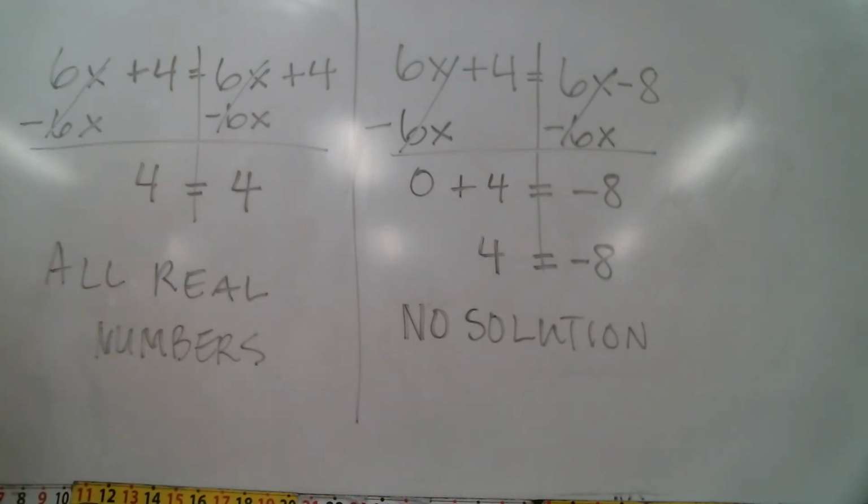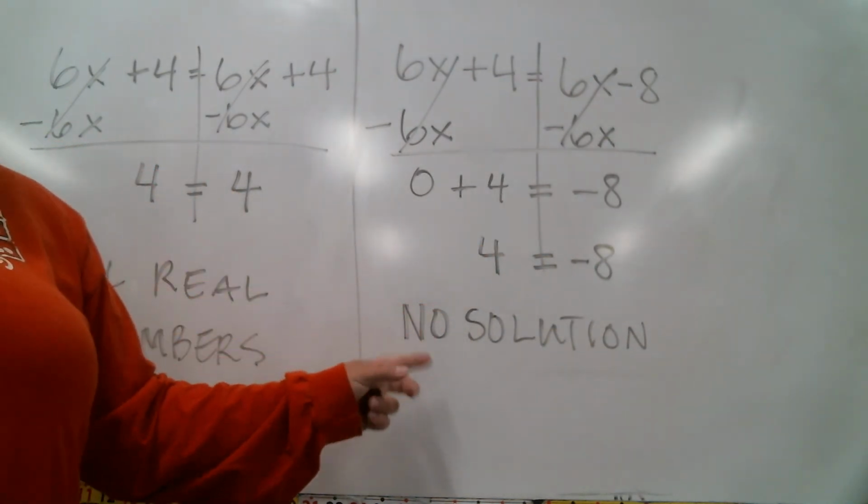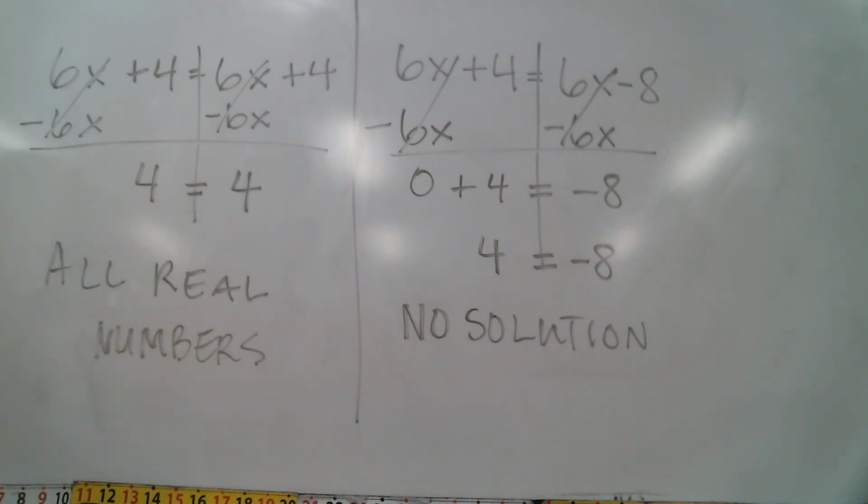So basically, whenever you get one of these problems where your variable cancels out, if you end up with something that's false, then there's no solution to that problem. If you end up with something that is true, then any real number would work. I'm not sure if you will come across any of those in your problems today, but it's just something good to know, because it does come up.